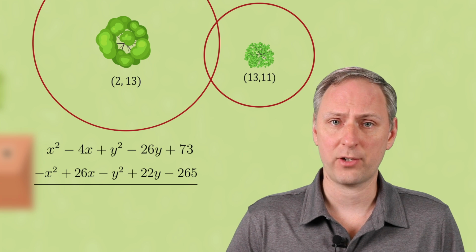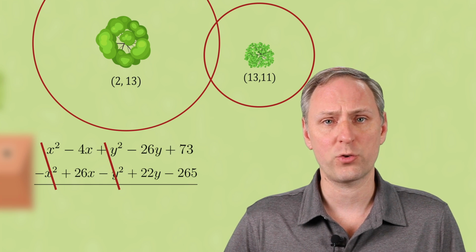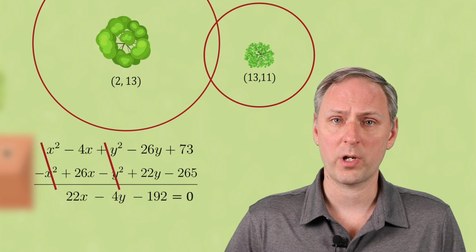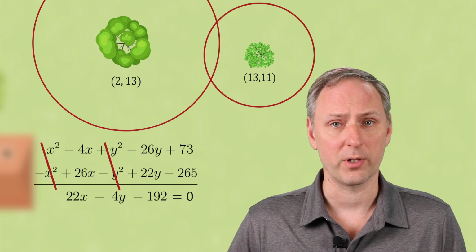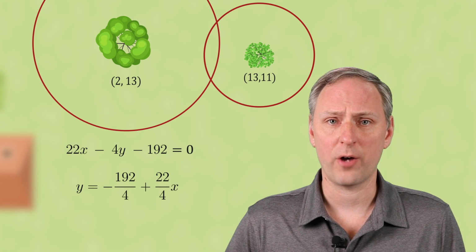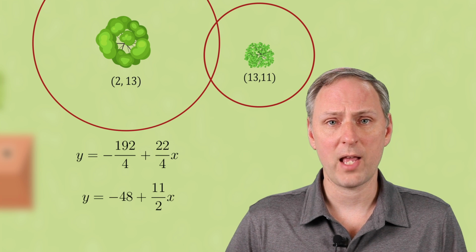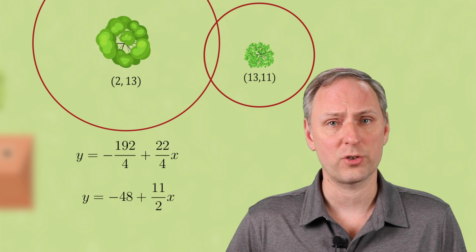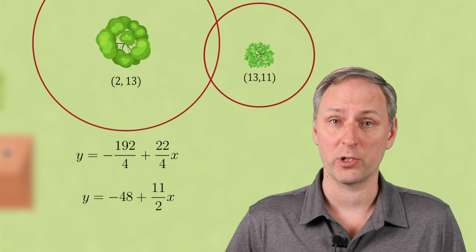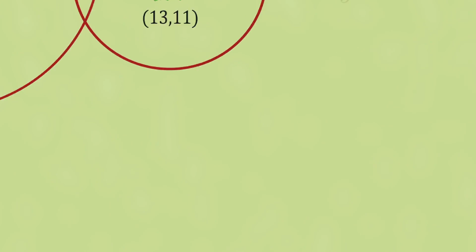In this case, the x squared and y squared terms cancel out, and we are left with 22x minus 4y minus 192 equals 0. We can divide everything by 4 and solve for y. And simplify. This now gives us an equation for y in terms of x. We can substitute this back into our original equation to find the possible locations for the robot.